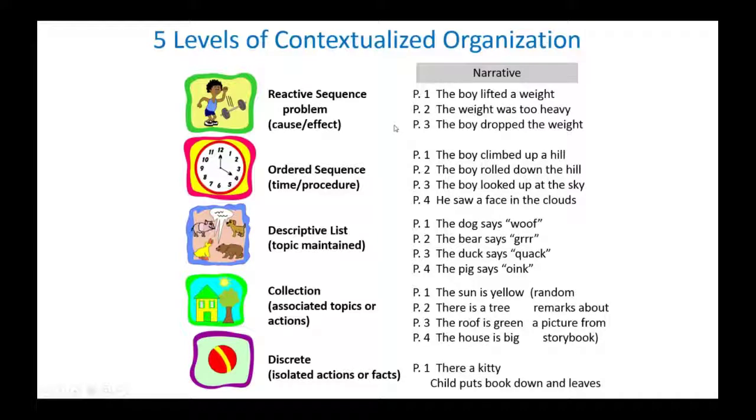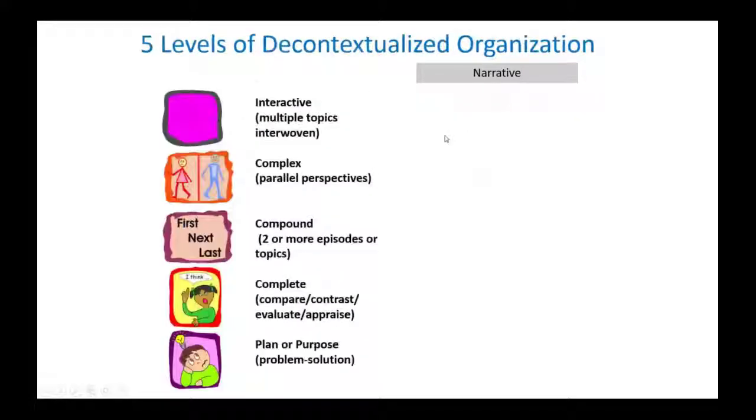Then stories get more complex when you see some actual causality. The boy lifted a weight, the weight was too heavy, the boy dropped the weight. These sentences we can't rearrange. We can't say the boy dropped the weight, the boy lifted a weight. He has to lift it in order to drop it. So basically, the weight was too heavy doesn't occur until he tried to lift it. And when it was too heavy, it caused him to drop it. So these can be rearranged. These cannot. These have a sequence, but also causality between the different events in the story.